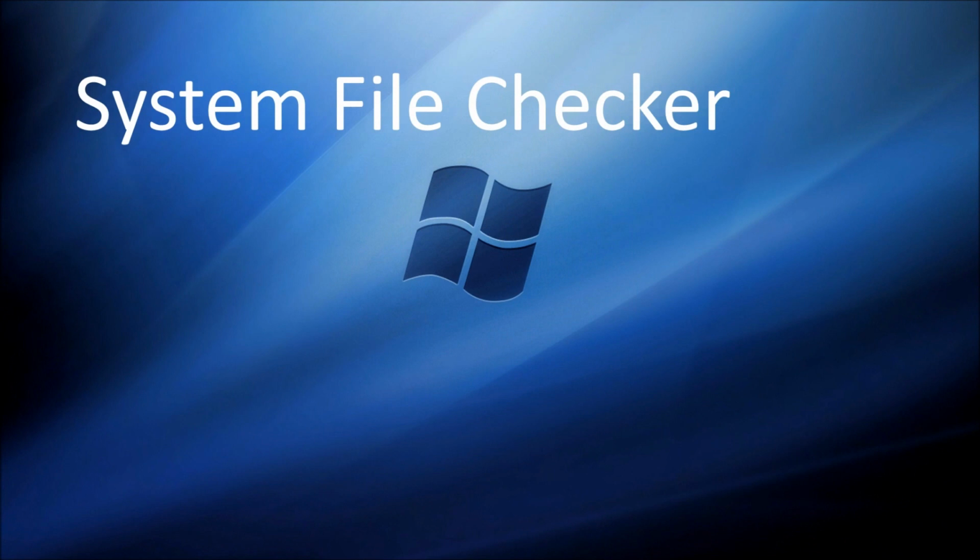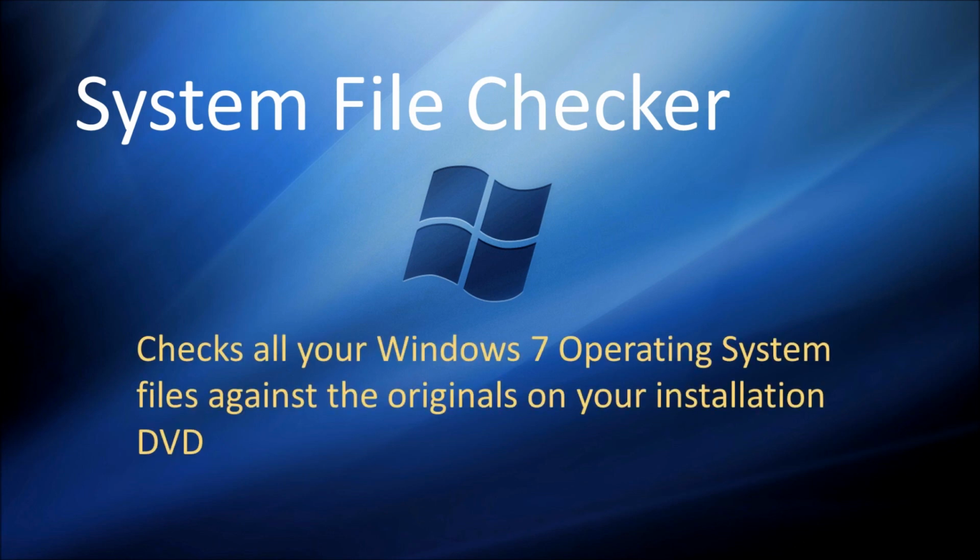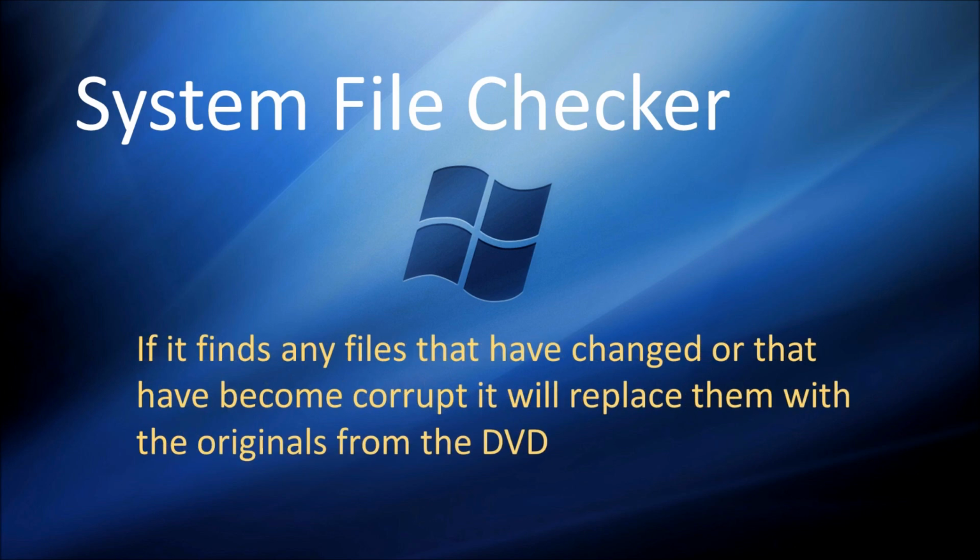The System File Checker is an excellent utility in Windows 7 that can help you repair the operating system if files have become corrupt or damaged and perhaps the operating system is malfunctioning. Here's how it works. It checks all of the files on your hard drive that make up Windows 7 against the original versions of those files on your Windows 7 installation DVD. If it finds any files that have changed or have become damaged or corrupt, then it repairs them by copying the original file back from the DVD.